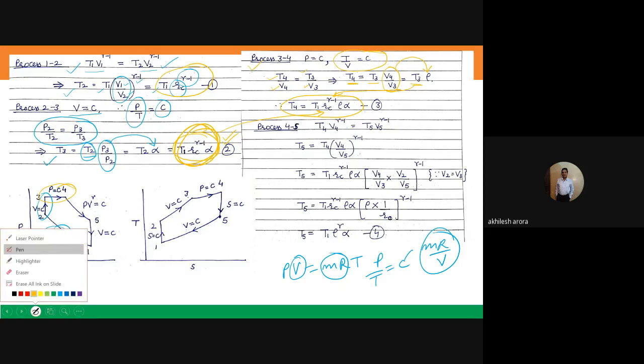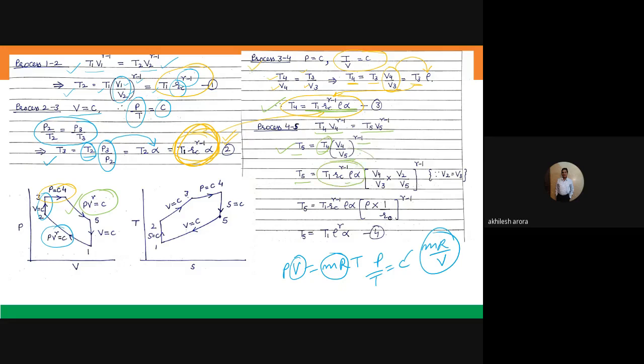Now what we can do is we can calculate the value of T5. So for that, the process 4 to 5 can be considered. It is a reversible adiabatic expansion. So we can write T4 V4 raised to power gamma minus 1 is equal to T5 V5 raised to power gamma minus 1. Calculating the value of T5, it is given as T4 times V4 by V5 raised to power gamma minus 1. And then you can put the value of T4. T4 is given as T1 RC raised to power gamma minus 1 rho alpha. So you can see it here, T1 RC raised to power gamma minus 1 rho alpha.